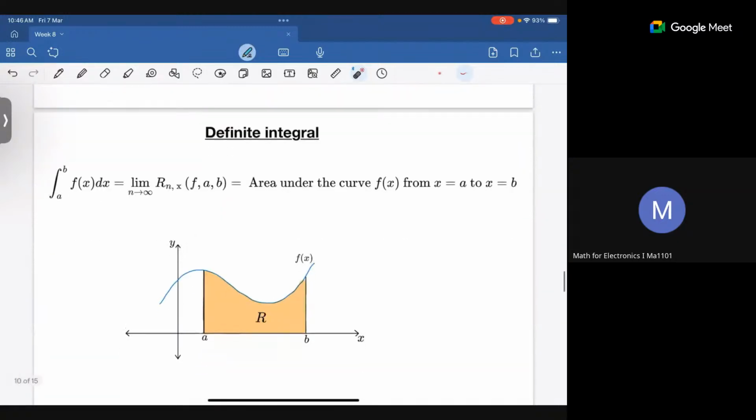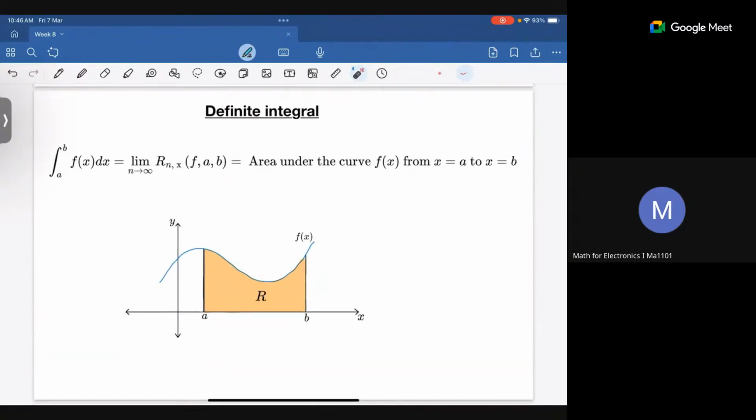Okay. So now for the next thing, the last 15 minutes, I would like to spend on the definite integral. So what exactly is a definite integral?